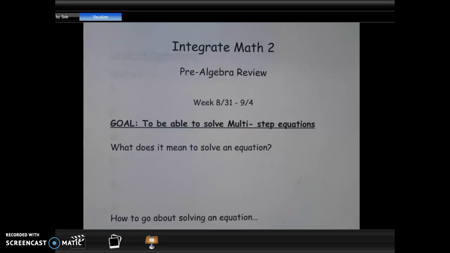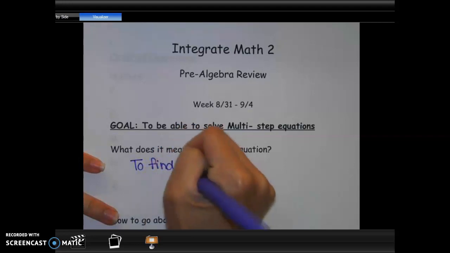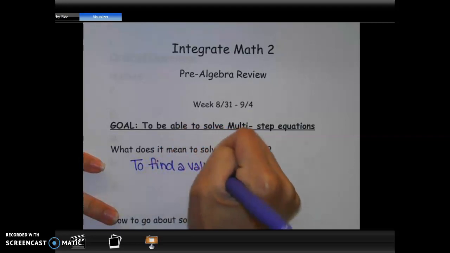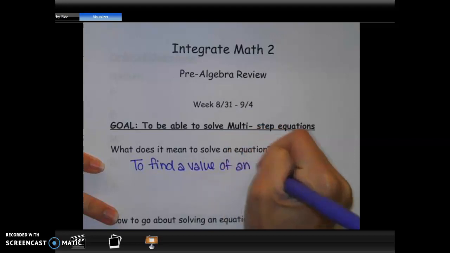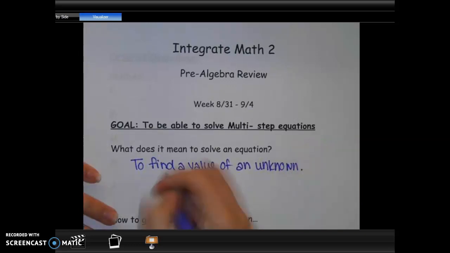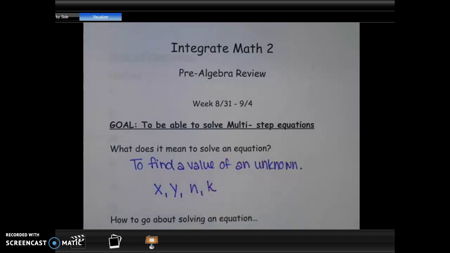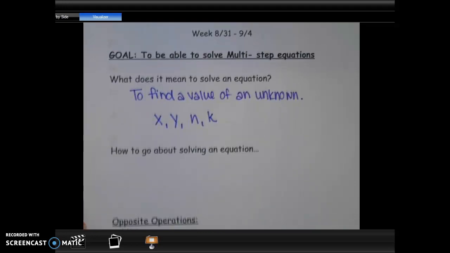So what does it mean to solve an equation? It means to find a value of an unknown, normally represented by variables like x, or y, or n, or k. These are all examples of unknowns. They're usually represented by letters. And so when we're solving an equation, what we're trying to do is find how much these equal in the equation.